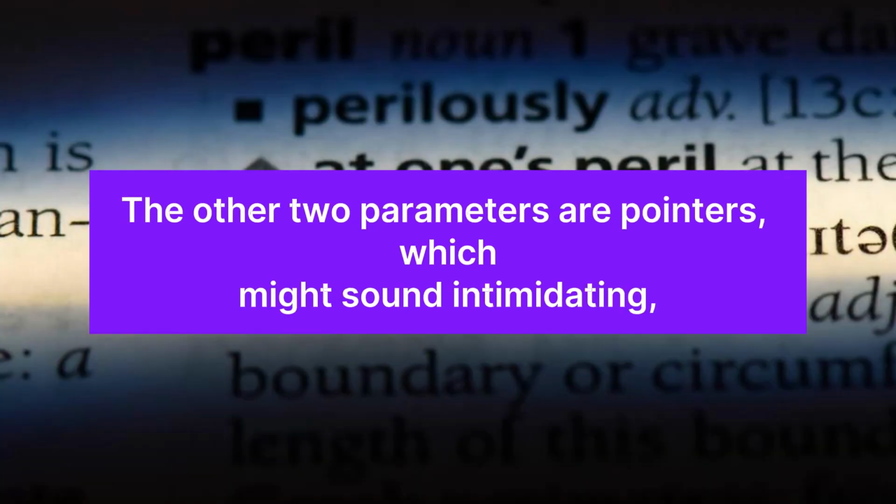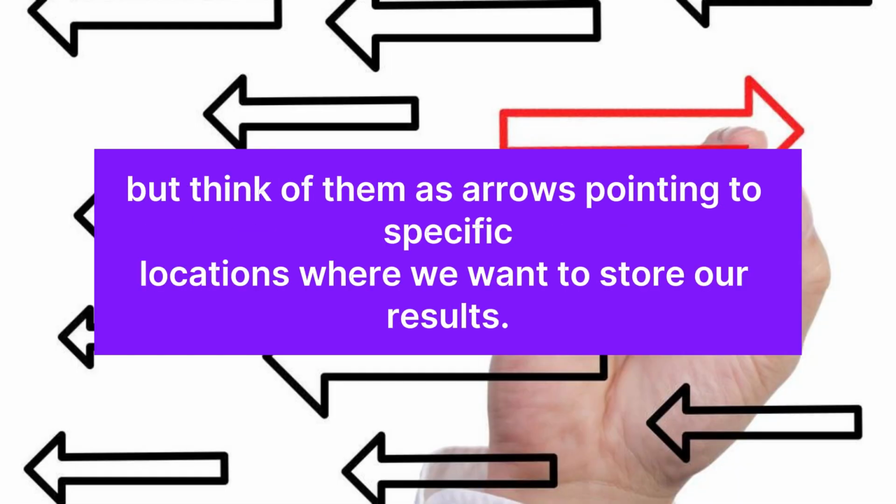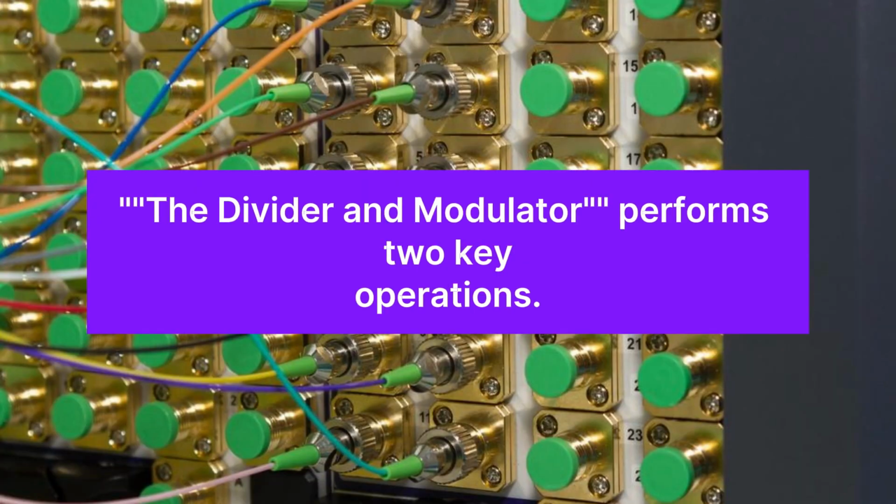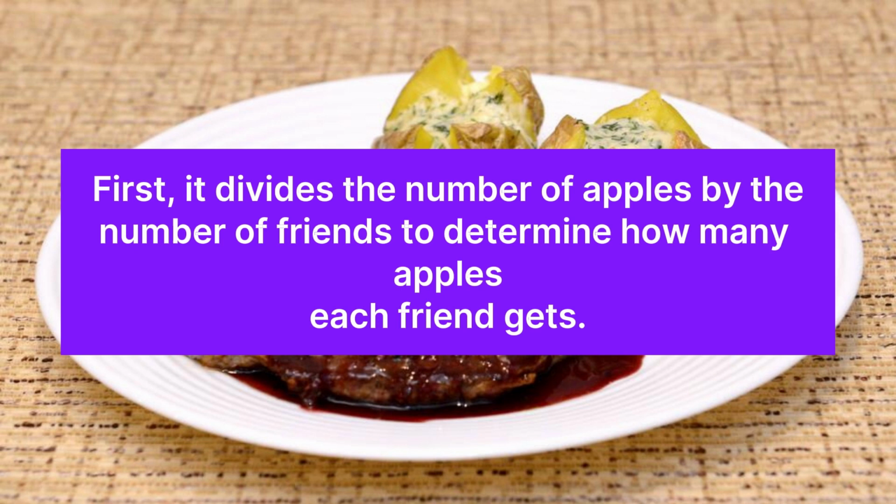The other 2 parameters are pointers, which might sound intimidating, but think of them as arrows pointing to specific locations where we want to store our results. The divider and modulator performs 2 key operations. First, it divides the number of apples by the number of friends to determine how many apples each friend gets.